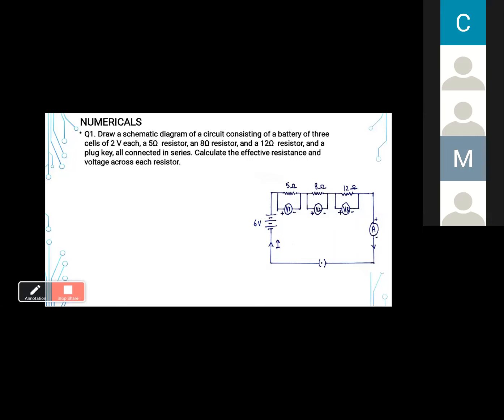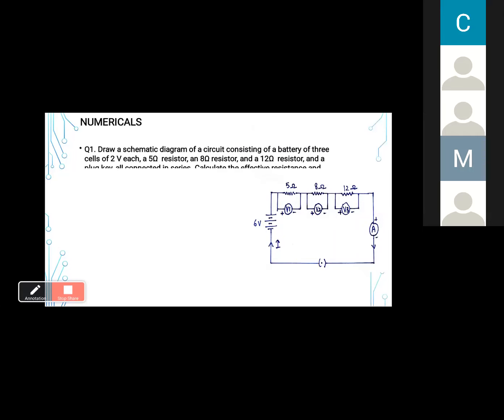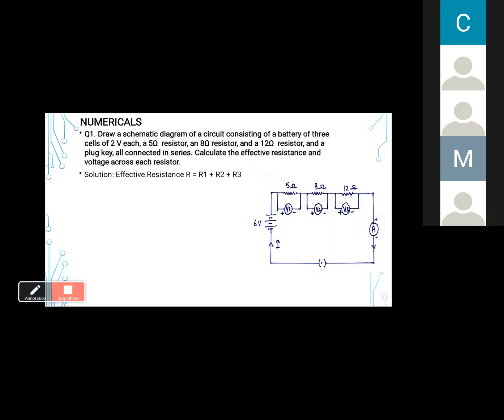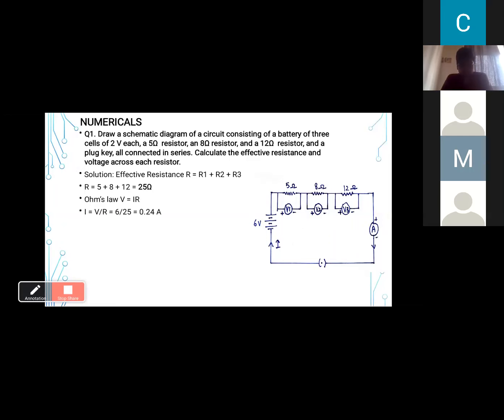Calculate effective resistance as they're connected in series. So effective resistance will be R equal to R1 plus R2 plus R3, 25 ohms. Ohm's law will apply here, V equal to IR. I will be V by R. 6 by 25 gives me 0.24 ampere total current flowing through the circuit.